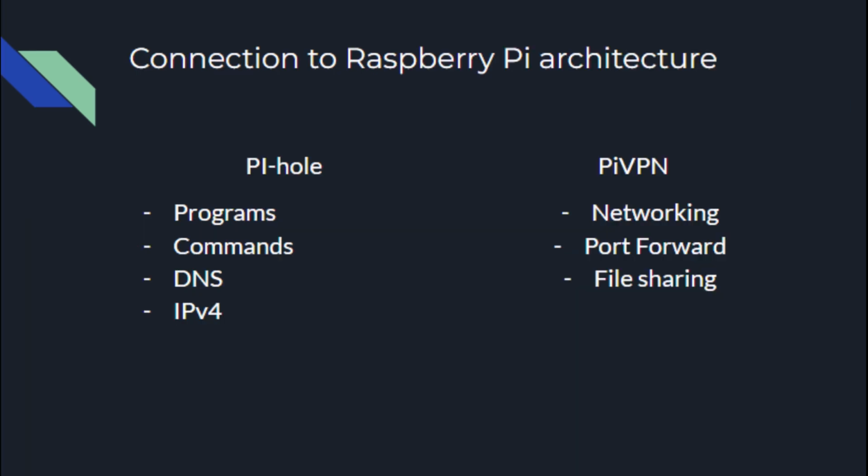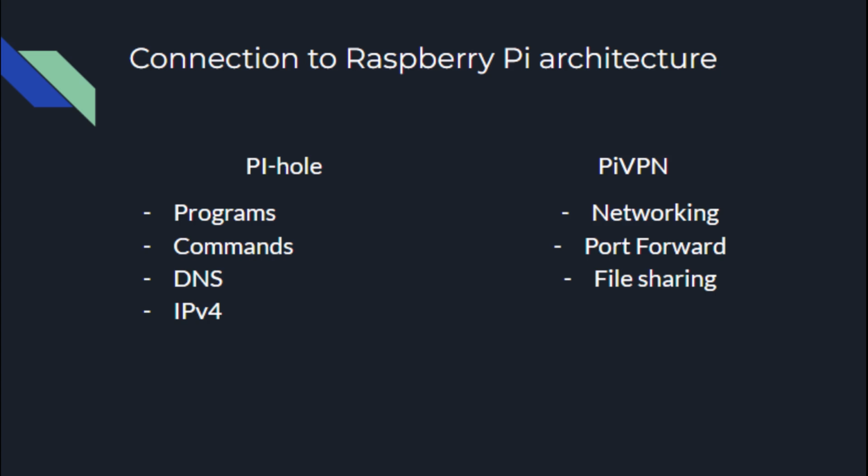Connection to Raspberry Pi architecture. Starting with Pi-hole, this demonstrates how to download programs as well as execute commands in the terminal. After the setup is complete, the focus is networking, mainly DNS and IPv4 addresses. As an exploratory student new to computing, this project was a simple yet informative application of these concepts.